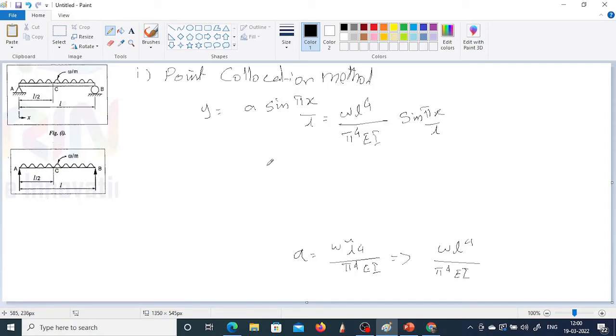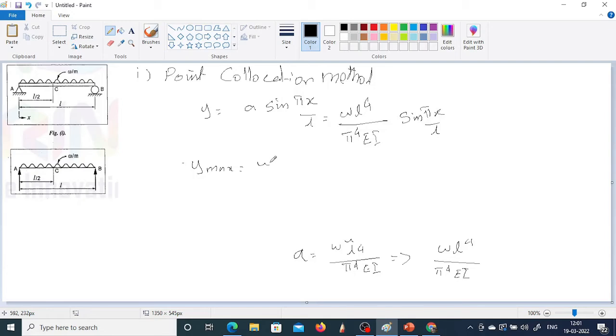So where the maximum deflection occurs is the next step. Here you see, according to this diagram, the maximum deflection occurs at the center of the beam, which is the L by 2 location. Next step, we have to identify the Y max, where the maximum deflection occurs at the point x equal to L by 2. So I can substitute x equal to L by 2 in this trial function. From this we may get the solution of the problem.